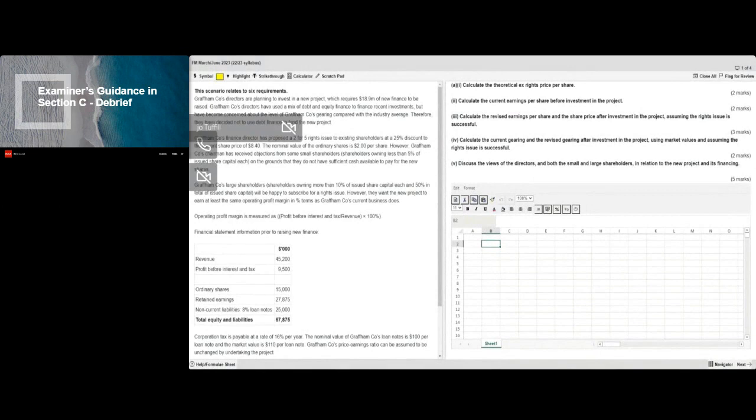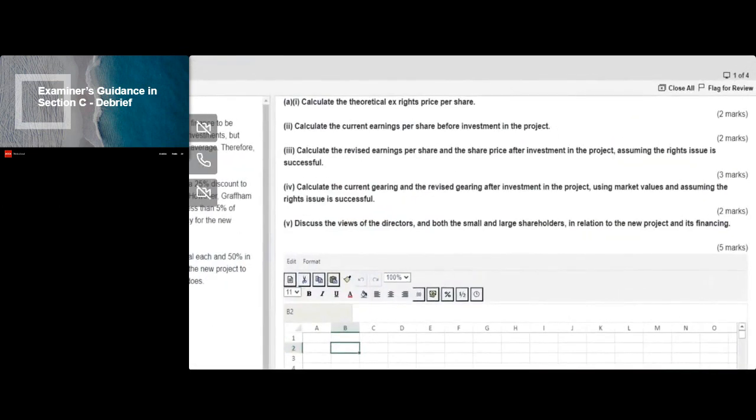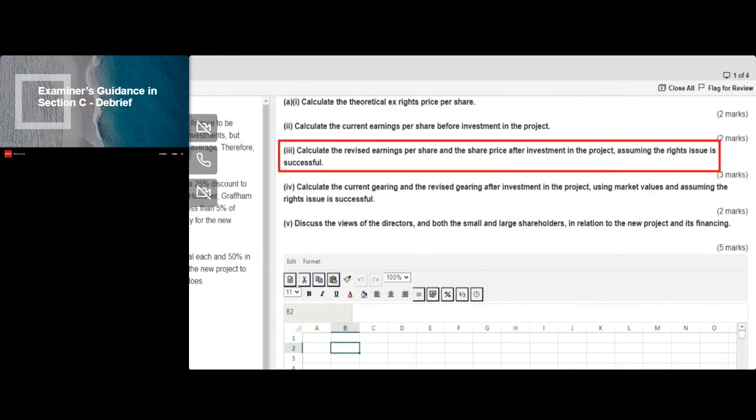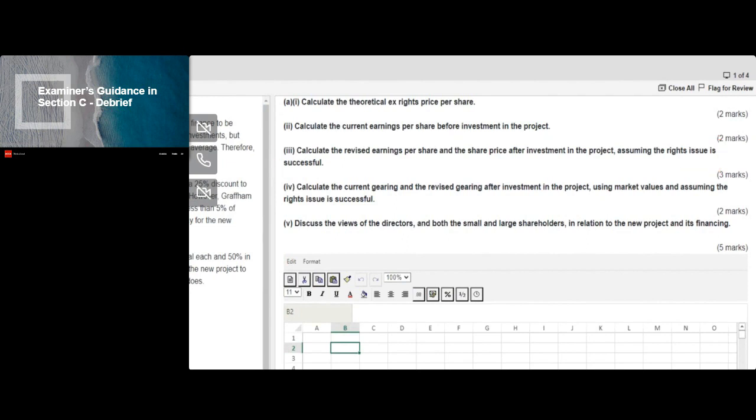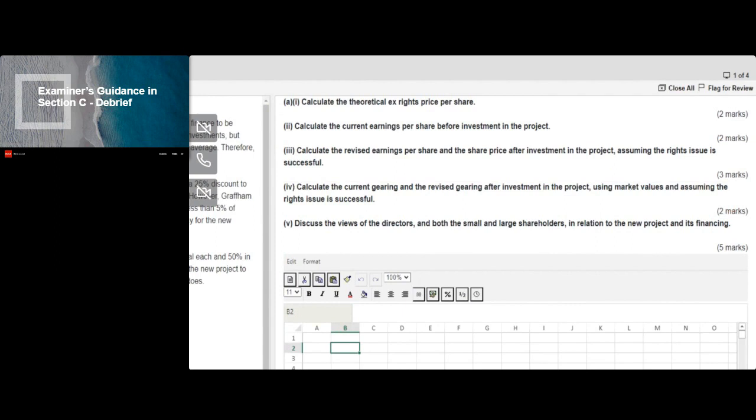Grafton Co is from the business finance area of the syllabus, and it's asking us to calculate the theoretical ex-rights price, the current earnings per share before the investment project, the revised earnings per share after the investment project, assuming the rights issue is successful, and then asking us to look at gearing before and after on a market value basis. The final requirement here is to discuss the views of the directors, the small and large shareholders.